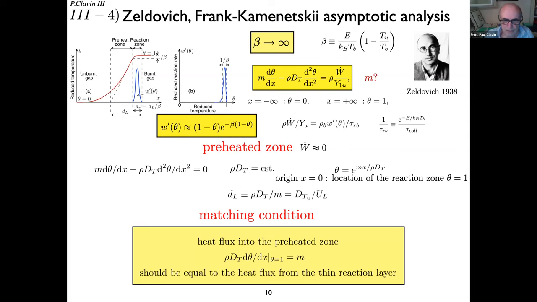He said that if we are able now to solve the problem in the thin inner reaction zone, knowing the solution of the external zone, we will find the solution by matching the flux coming from the thin reaction zone to the preheat external solution. And he says that the heat flux escaping the reaction zone should be equal to the thermal flux entering the preheat zone. And this is what we call a matching condition.